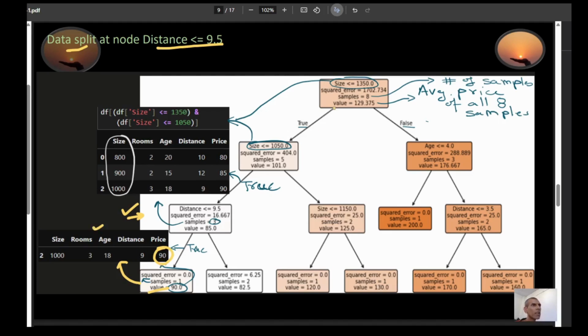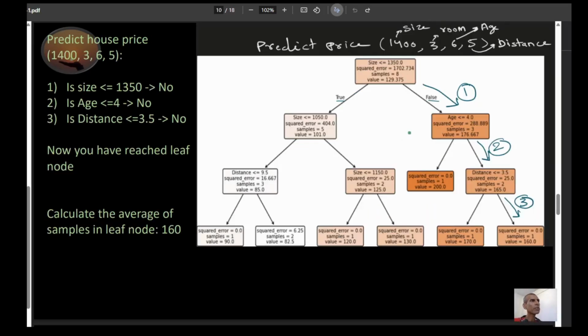So in this case, I showed you how you go this route, and then you come this way, and then you go this way. And likewise, you can go all the different routes over here, and you can find different data points. So now suppose you're given the task to make a prediction of a house price, this one right here. Let's say somebody says, hey, predict the house price of a house that has a size 1400, number of rooms 3, and the age of the house is 6, and the distance from the city is 5.